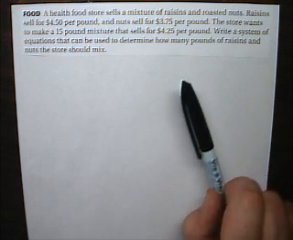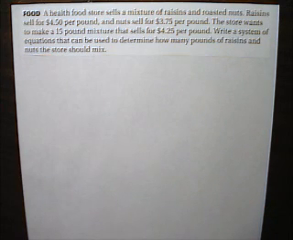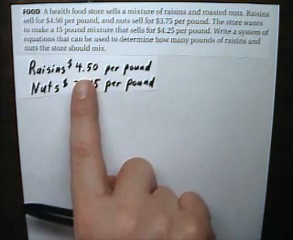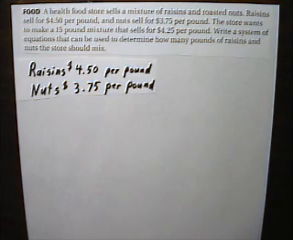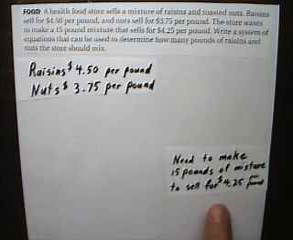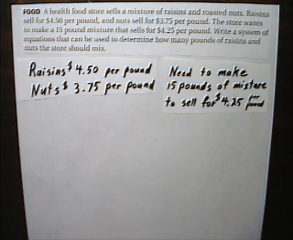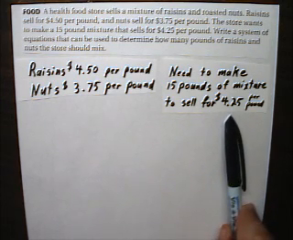And it says, write a system of equations that can be used to determine how many pounds of raisins and nuts the store should mix. I started writing down the information in my own words. It helps. It makes you take ownership, and you start to see the relationships easier. So I wrote down the cost of the raisins and the cost of the nuts. And we need to make 15 pounds of a mixture that's going to sell for $4.25.